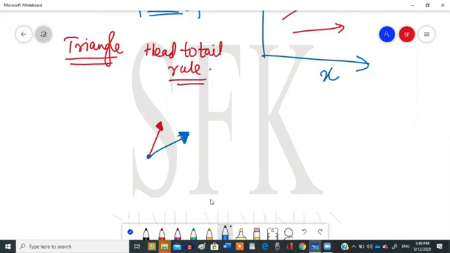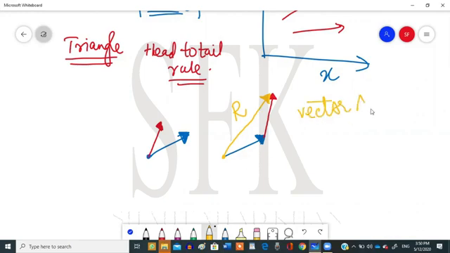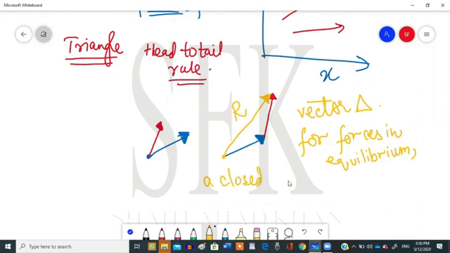You take the first vector, any of the two vectors. On the head of that vector, you add the tail of the second vector, and then you draw out a resultant force which starts from the tail of the first vector and goes till the head of the second vector, and this is the resultant vector. This is what the head-to-tail rule was, which you have done since O-levels. Now this is called a vector triangle. For forces which are in equilibrium, a closed triangle is formed.